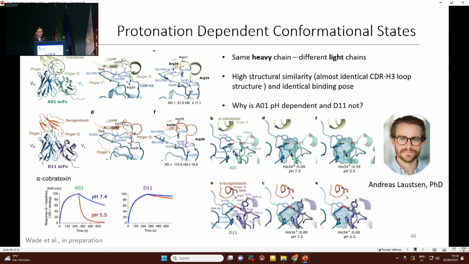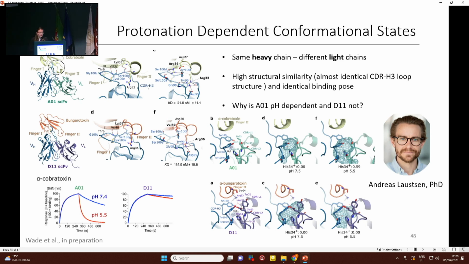And so in another collaboration with Andreas Lausten's group in Denmark, we looked at an antibody that had identical heavy chains but different light chains. The responsible residue that we identified from crystal structures was identical in both antibodies. So what could be the driving force for pH dependence? One is pH dependent and one is not. What could be the reason for that?